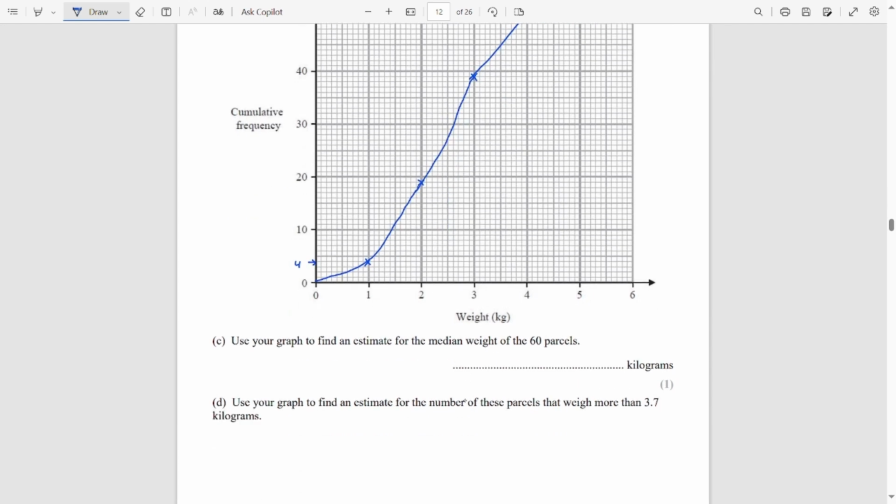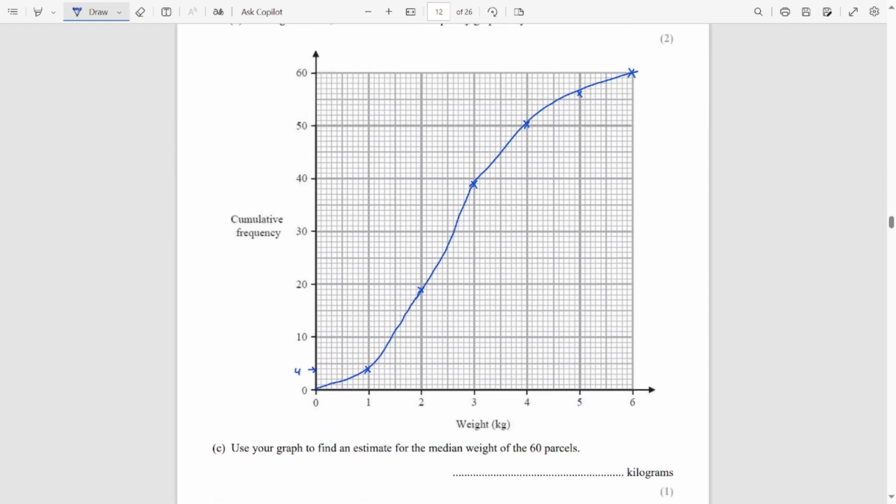Okay, use your graph to find an estimate for the median weight of the 60 parcels. So the median is going to be in the middle. So what we are asking is how heavy is the 30th parcel? And the 30th parcel is here, given to frequency 30, and you draw a line across, and you should actually, you guys obviously will use your ruler, as I said, and you should actually keep that line on there. So draw that line on your graph and leave it on so your examiner can see what you're doing. And then I get 2.6, although there will be a range that you can have.